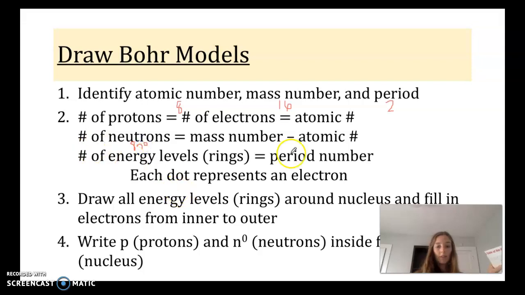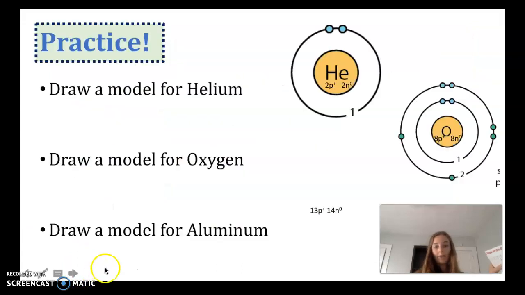And then my energy level, of course, it would be 2. I have 2 shells because it's in the second period. So I'm going to draw, of course, my nucleus. And then I'm going to have 2 energy levels. I might write my protons and neutrons in the center. And then I go from there. So my one for oxygen will look like this. I have 2 electrons in the first shell, and then my remaining 6 in the next shell.